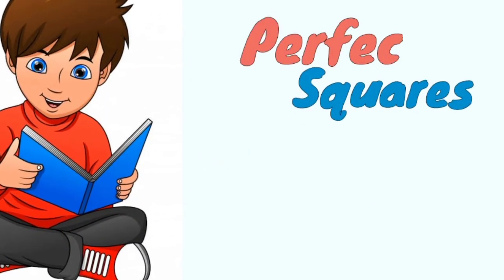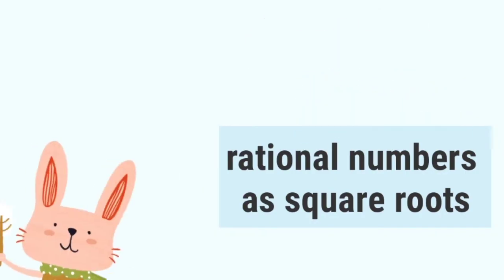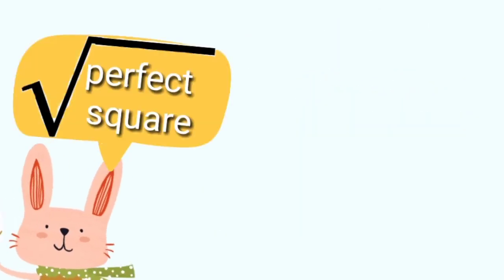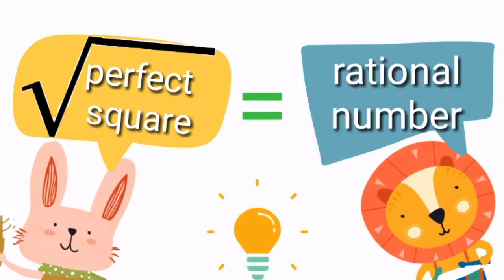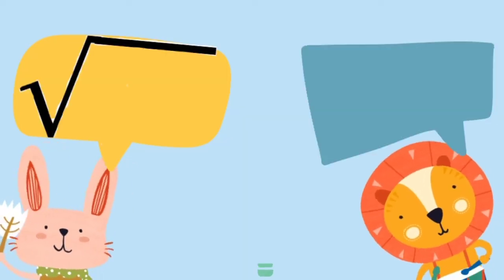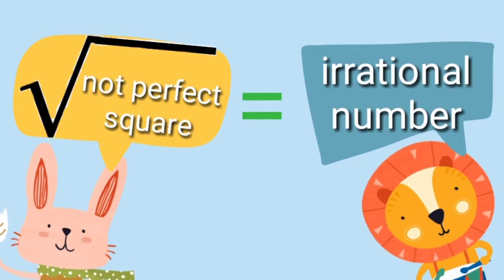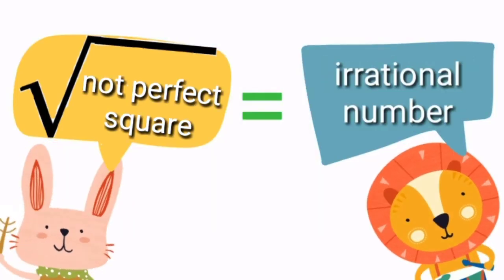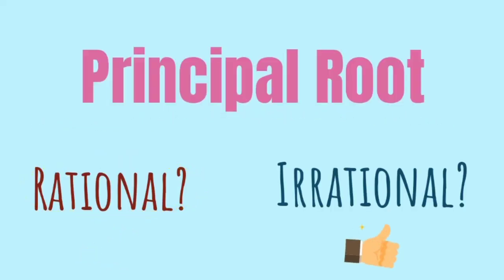Perfect squares are numbers that have rational numbers as square roots. The square roots of perfect squares are rational numbers, while the square roots of numbers that are not perfect squares are irrational numbers. Let us try to tell whether the principal root of the number is rational or irrational.